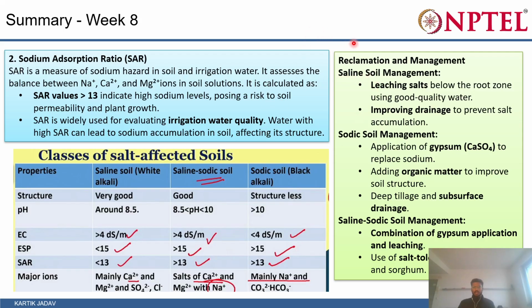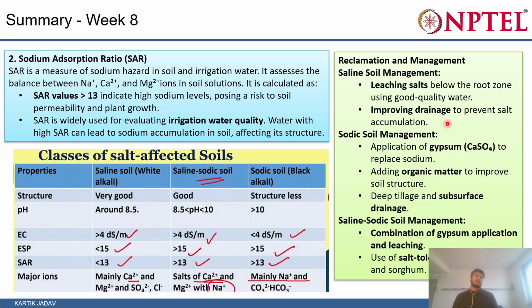Please go through it. These are the reclamation and management practices for salt affected soil. For saline soil management, leach the soil below the root zone using good quality water, which is basically drainage, and improve drainage to prevent salt accumulation. If you have a sodic soil, it means you have higher sodium in your soil, so just apply gypsum to replace the sodium. Gypsum is CaSO4.